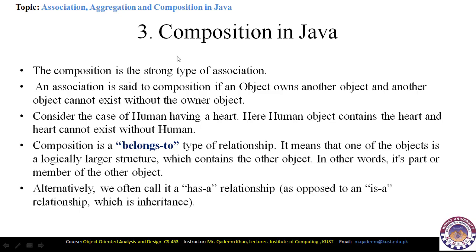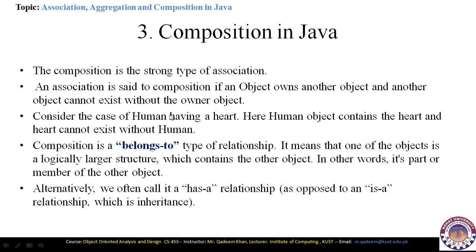Now the third relation is called composition in Java. Composition is the strong form of the association. That means that it is in fact a subset of the association. If an object owns another object and the other object cannot exist without the owner object, then the composition relation is established. That means that when one object does not exist, the other object will not be workable.